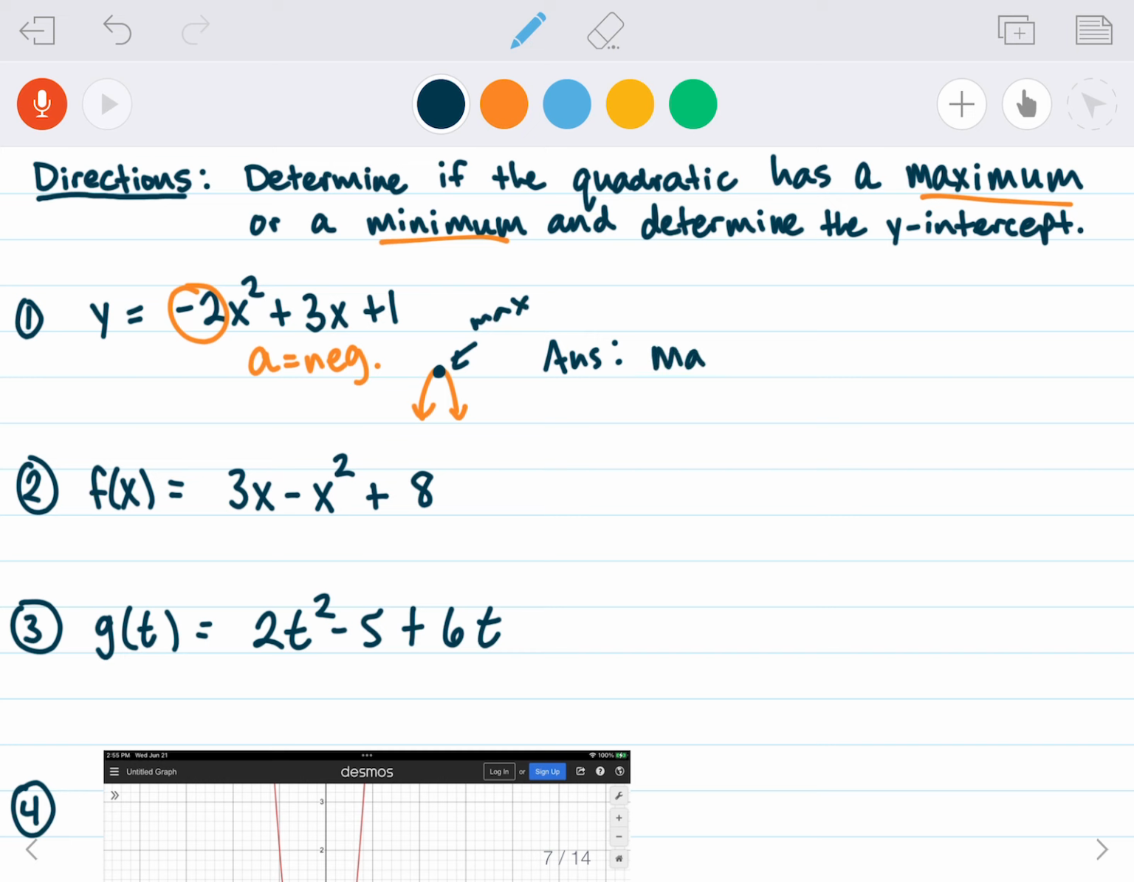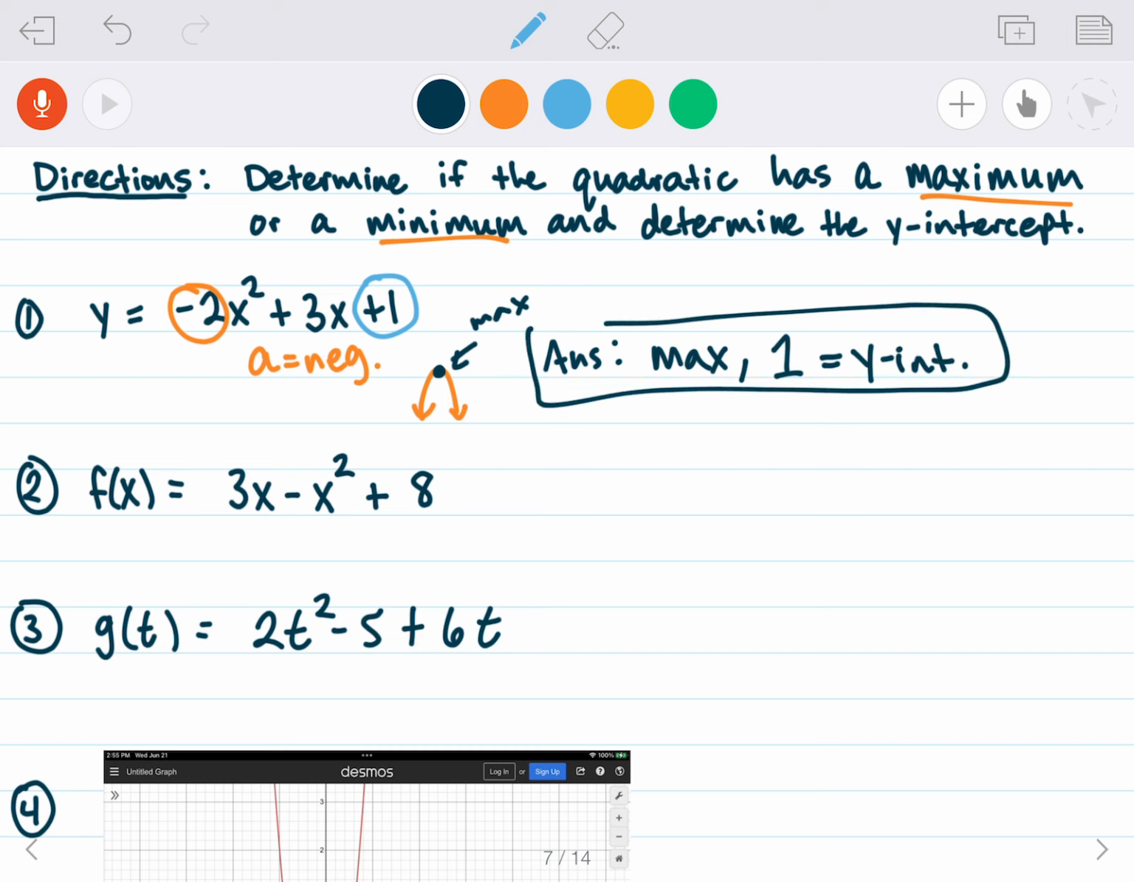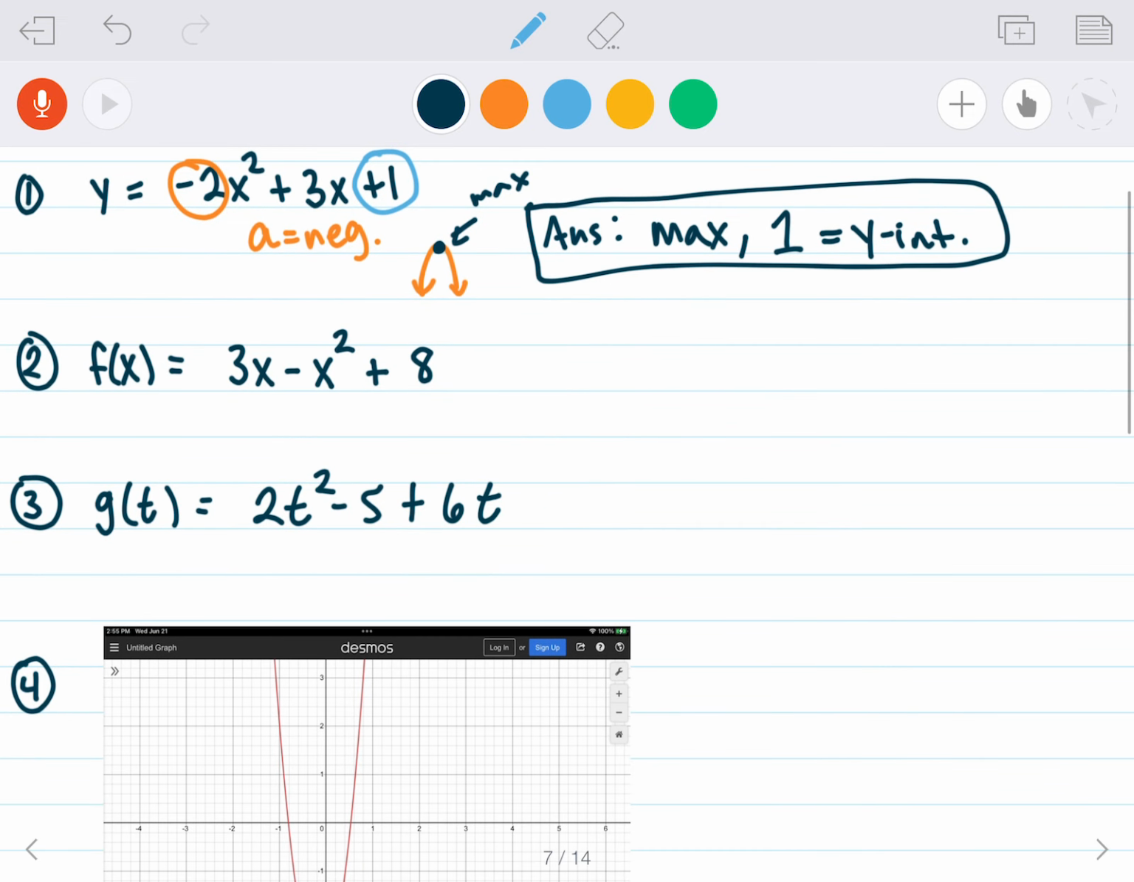We have a maximum, and the y-intercept is going to be C, which is that constant number, and that's going to be 1. That's my answer here. Let's look at number 2.